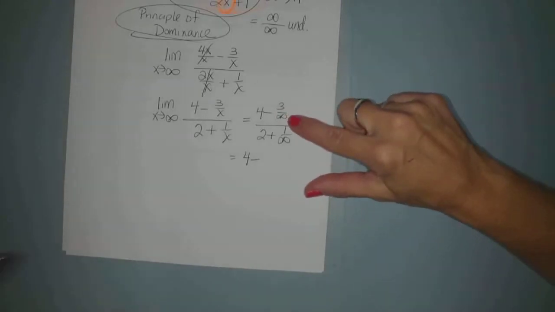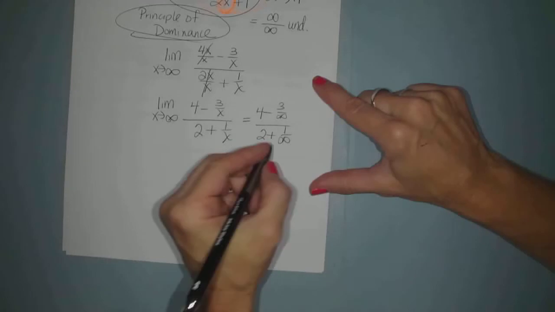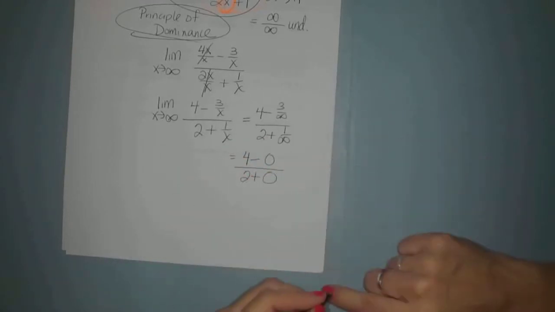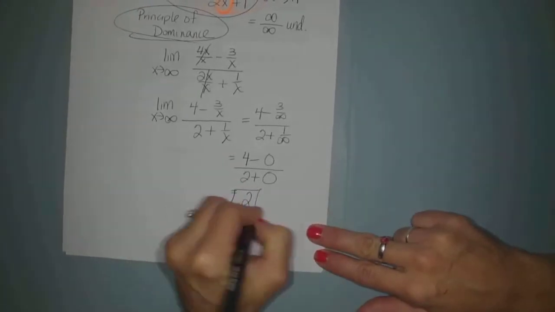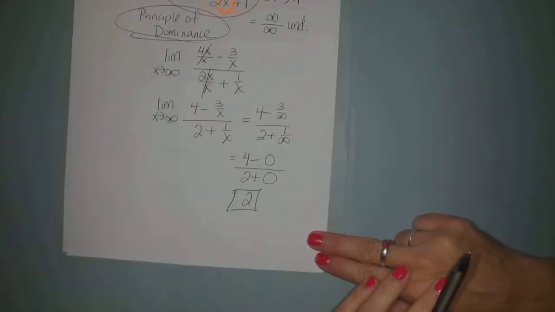3 divided by numbers heading toward infinity, this quotient is approaching 0. Same with 1 over infinity. So the answer to this limit is 4 divided by 2, which is 2. Now we're going to talk more about what this means in another lesson, but for now, you just know that this limit approaches 2.